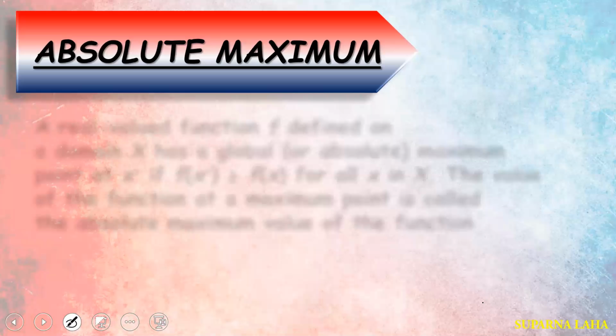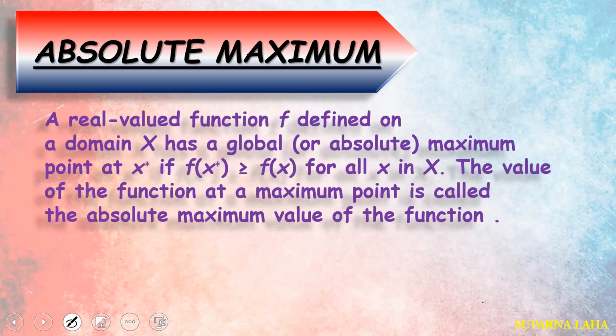Among all the maximum values in a particular region, the highest value is known as the absolute maximum value. Here is the definition. You can check. In an interval, there can be many maximum values, but only one absolute maximum value can exist in the interval. So remember the difference between these two things: absolute maxima and maxima.